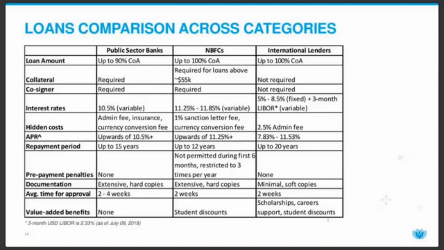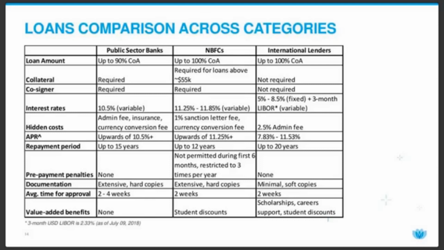Repayment period. So public sector banks cap out at 15 years. NBFCs is usually 10. You can request up to 12, but they don't go higher. And international lenders, including Prodigy Finance, can lend you over as long as a 20-year period if you wish. Typically, the loans are for 10 or 15 years, but in certain cases, for very expensive 2-year programs, you can make a request for a 20-year repayment period as well.